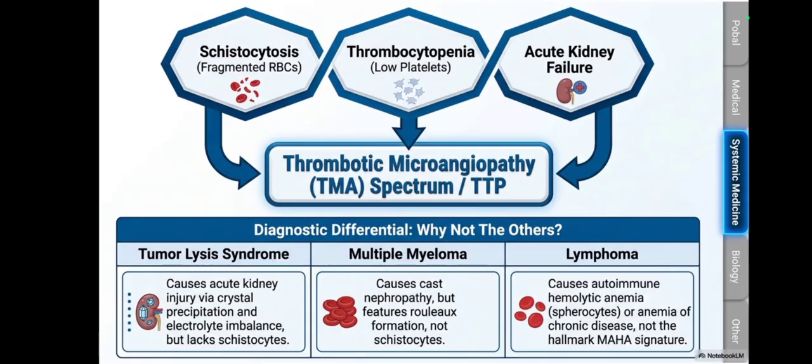Now, it is important to distinguish this from multiple myeloma, which would show Rouleaux formation, or Tumor Lysis syndrome, which is characterized by severe electrolyte imbalances rather than schistocytes.